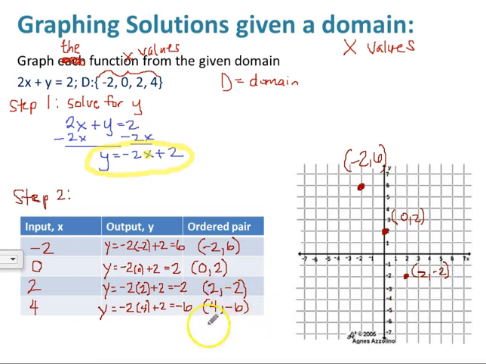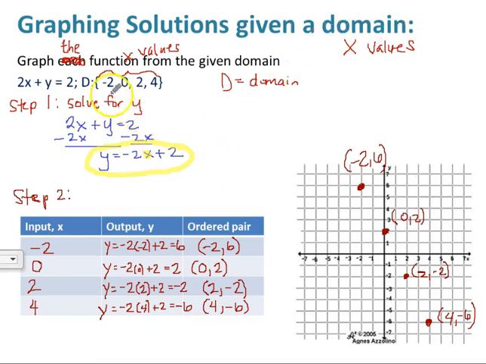My last point that I'm going to plot is (4, -6). So I go to the right 4 and then down 6. That's all I'm going to do. I'm not going to connect these or turn it into a line. It's simply these points, because I'm only finding the solutions for these 4 domain values that were given. So we're only plotting points.